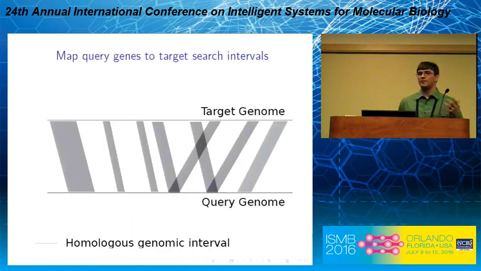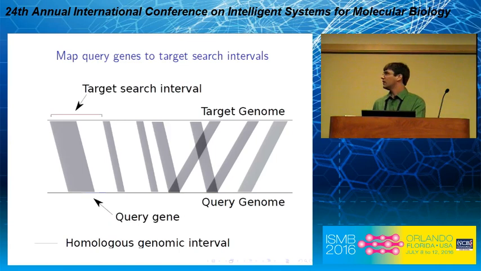Now that I have these maps, I can map the query genes in Arabidopsis thaliana to specific search intervals in the target species. If you want to know the algorithmic details, see my poster.